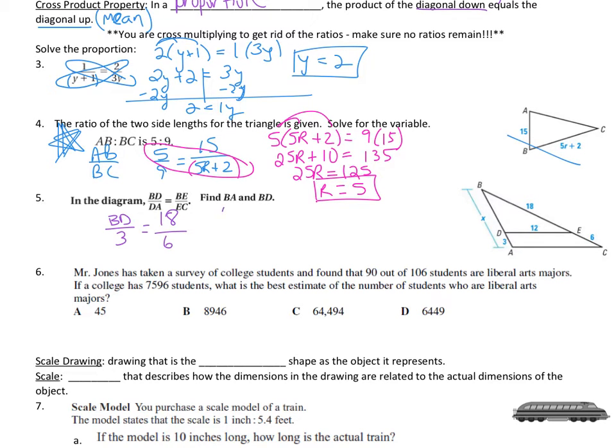So when we cross multiply, we've got 6 times BD equals 3 times our 18. Once you multiply, we get 6 times BD equals 54, and then once we divide, BD just equals 9. So that's one of the pieces we're trying to find. If I put that back in my picture, that means that the whole length of this side, BA, is 12, because 9 plus 3 is 12. So BA is 12.